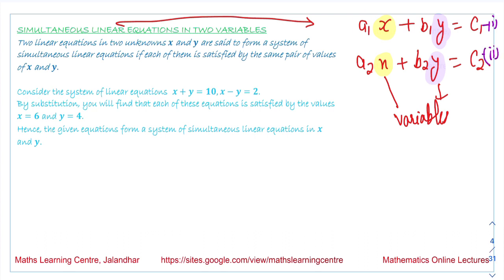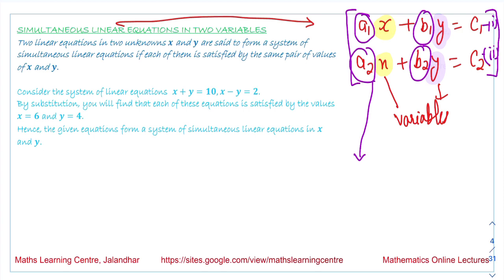These are the constants over here, a1, a2, b1, b2. Simultaneous equation means these two equations are given together. When we are talking about the solution of equation 1, say it is alpha beta, it means a1 alpha plus b1 beta is equal to c1. This is a solution of equation 1.